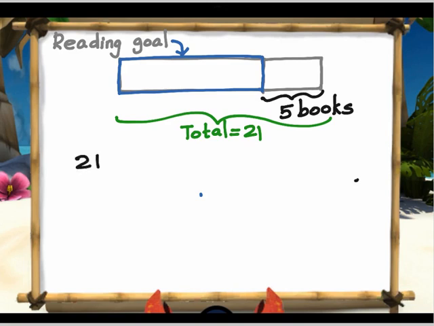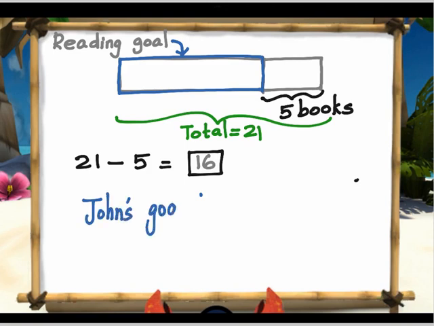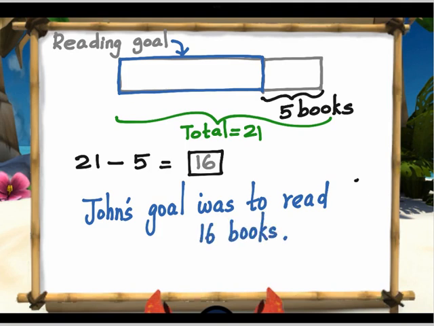So we have to make a subtraction equation. 21 minus 5 equals what? 21 minus 5 is 16. So the statement is John's goal was to read 16 books. Period.